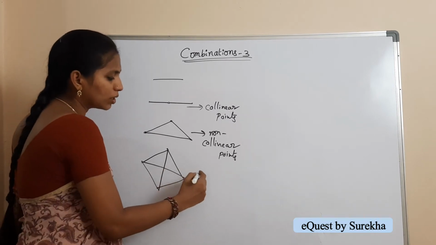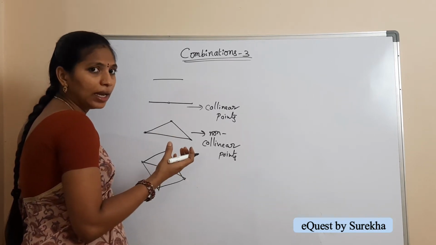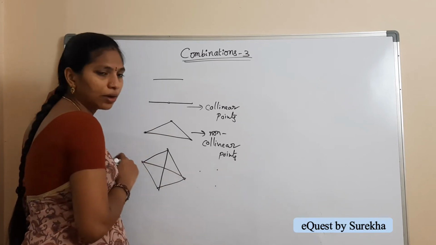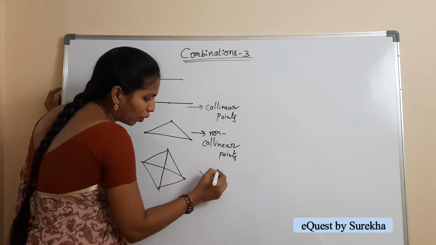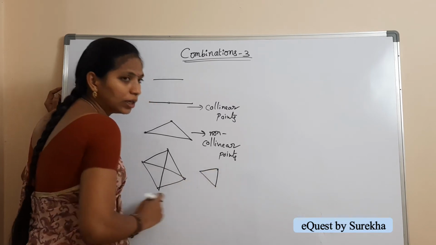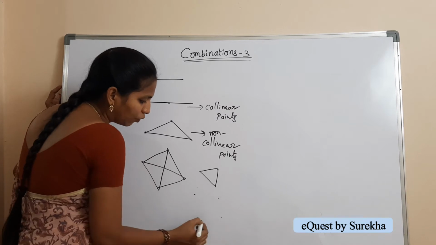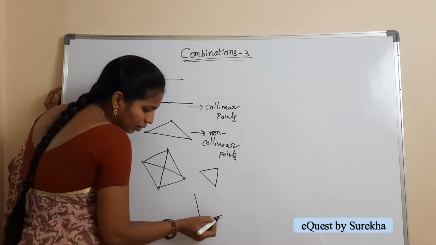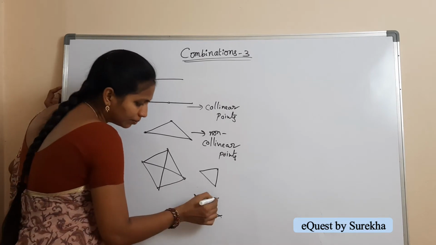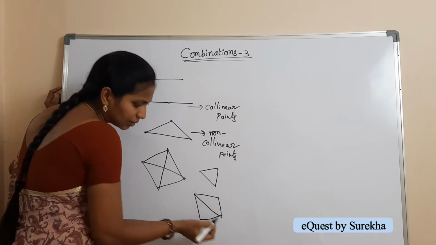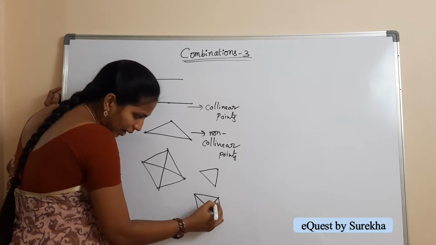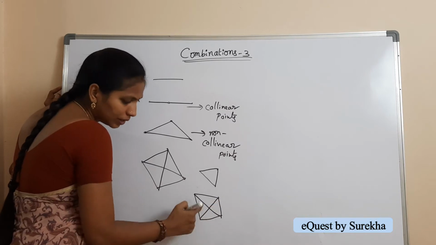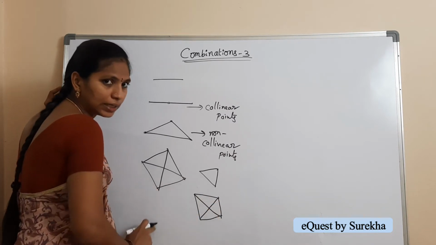Coming to the triangles concept, to form a triangle, we need at least 3 points. Suppose see, these are 3 points. By using these 3 points, we can draw only one triangle. But suppose there are 4 points. By using these 4 points, we can draw one triangle and this is another triangle. And see, I want to combine these 2 points. Then this is one triangle and this is another triangle.